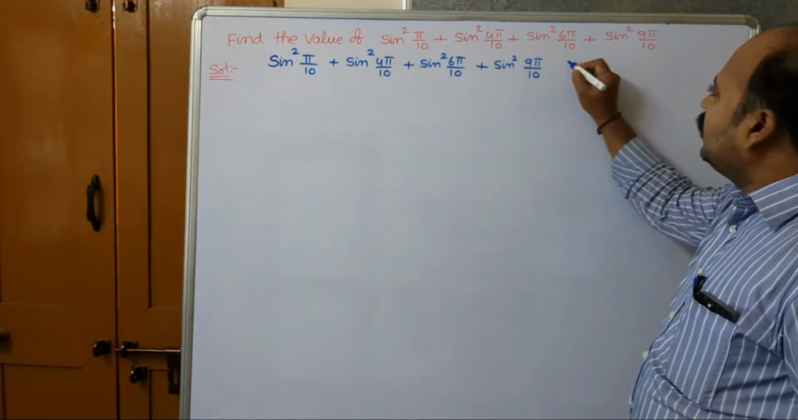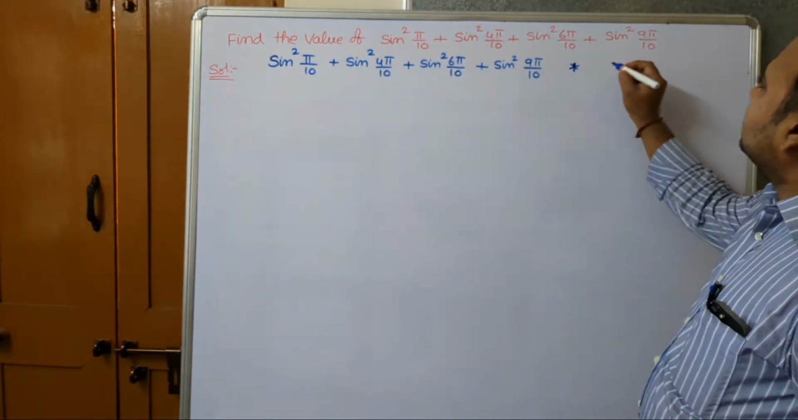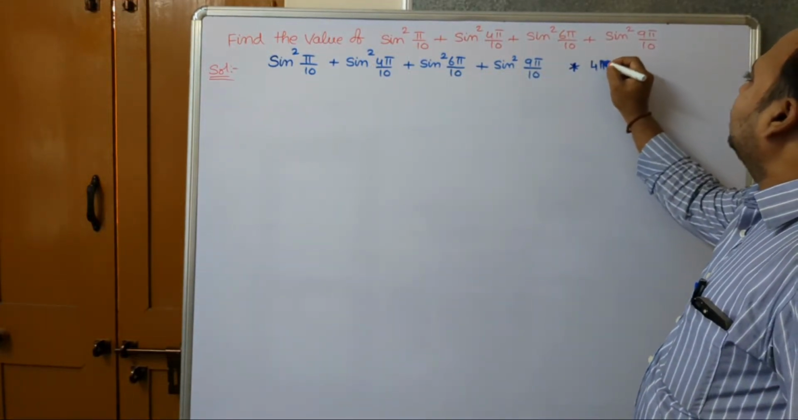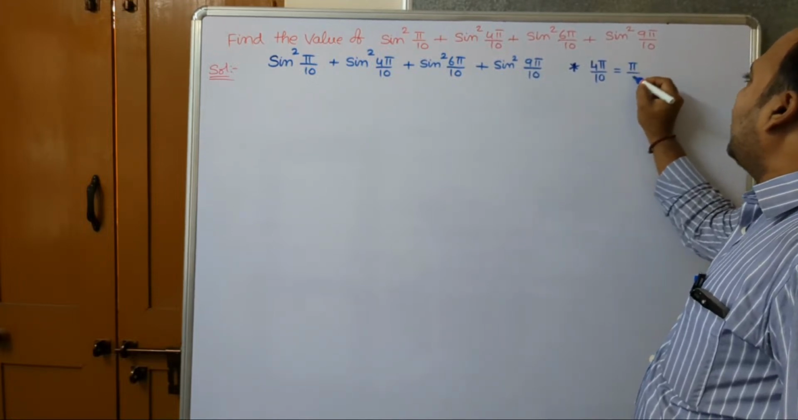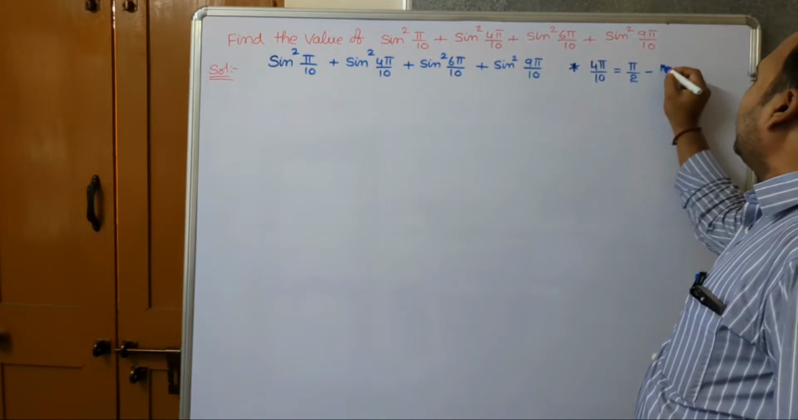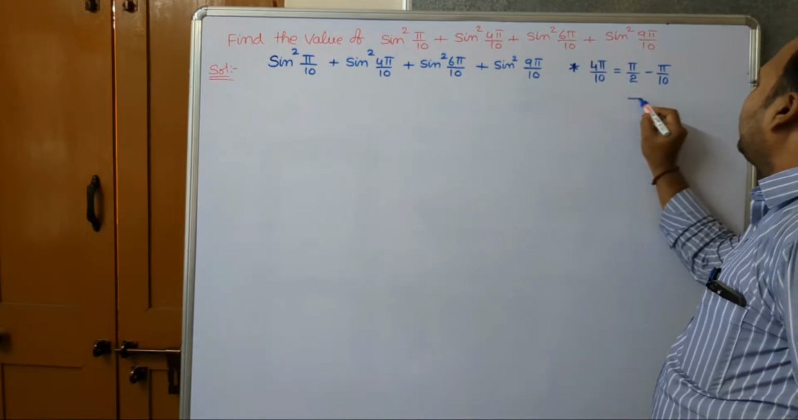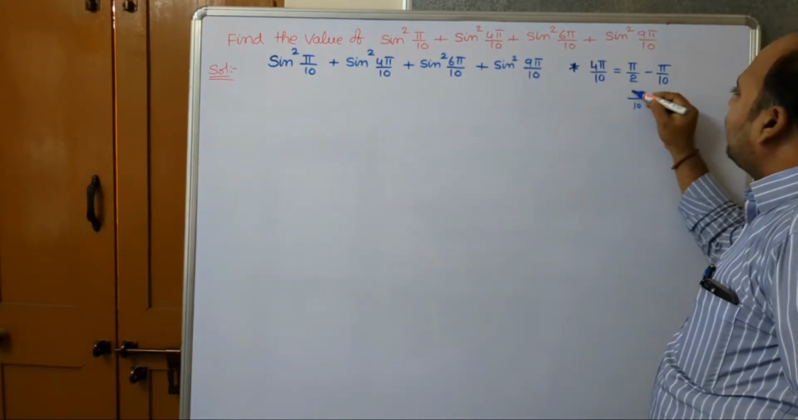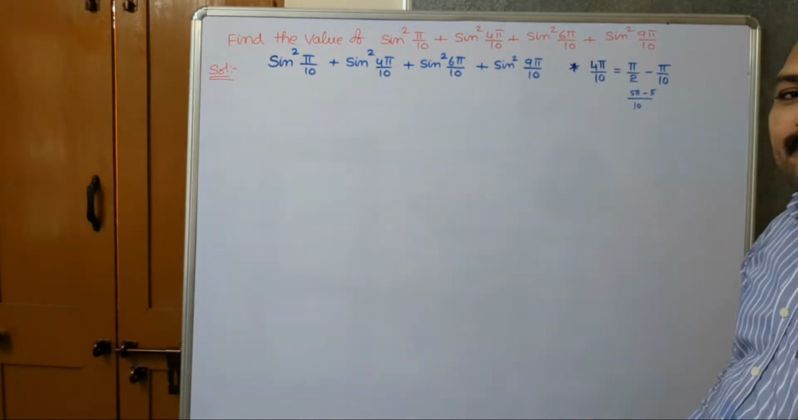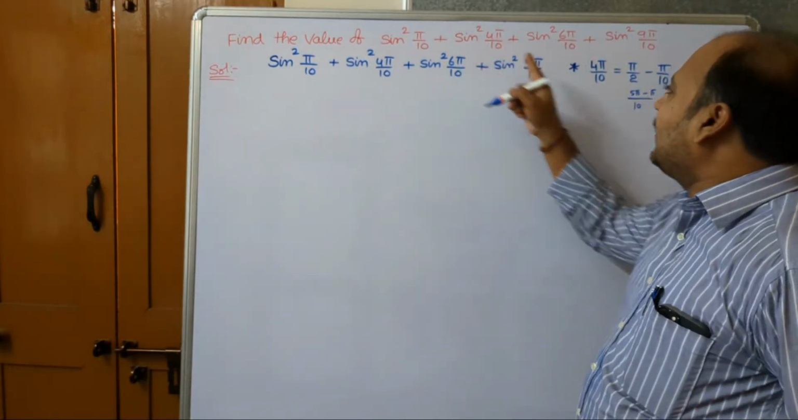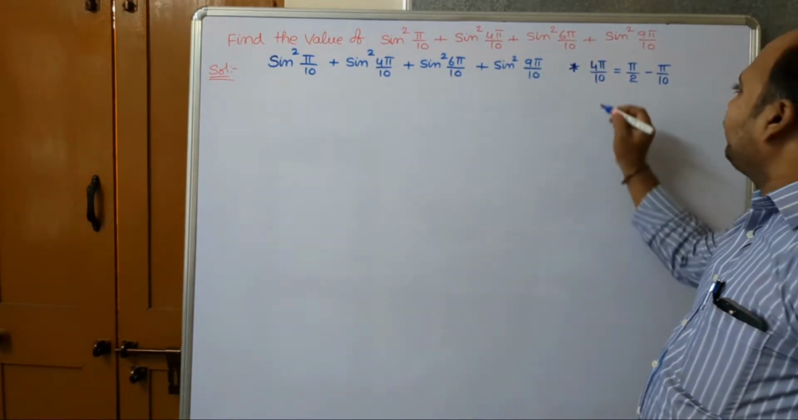So first, note it down. I am keeping a star mark. 4 pi by 10 can be written as pi by 2 minus pi by 10. Can we write it like this? See once whether it is correct or not. The LCM of 10 is 2 times 5, 5 pi minus pi is 4 pi, no? So wherever 4 pi by 10 appears, we can replace it with pi by 2 minus pi by 10.